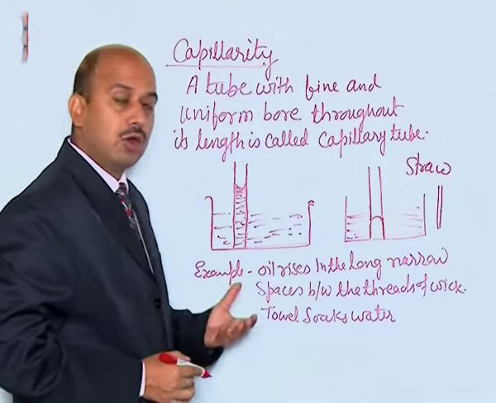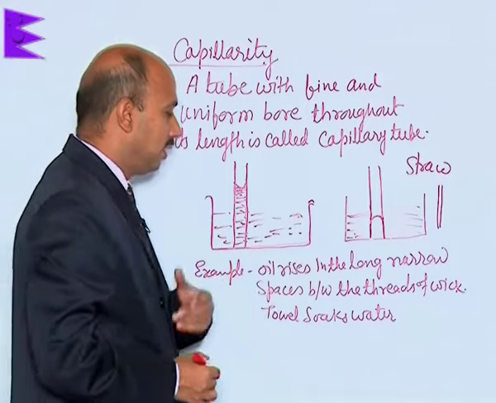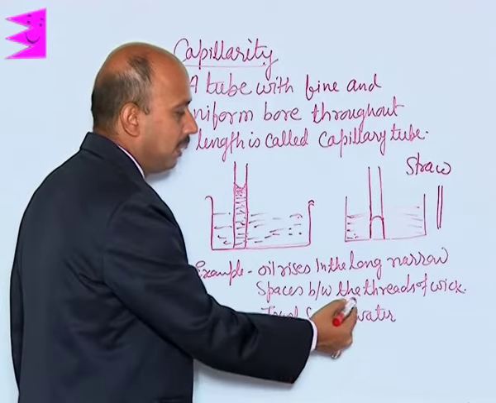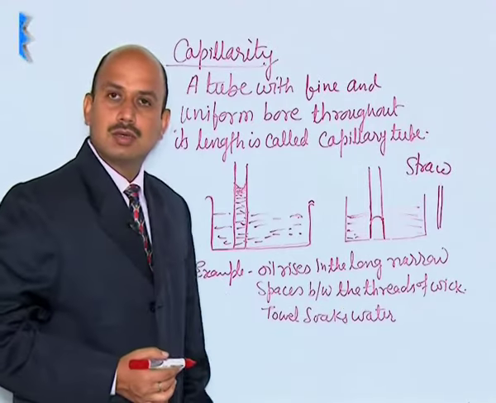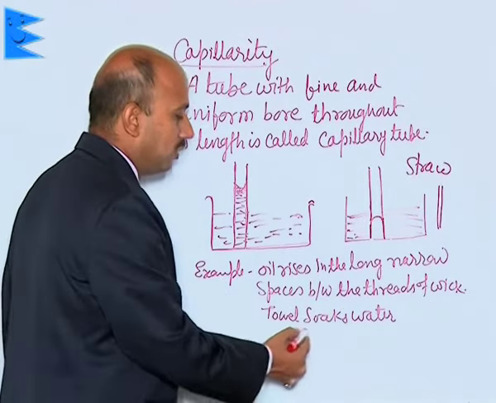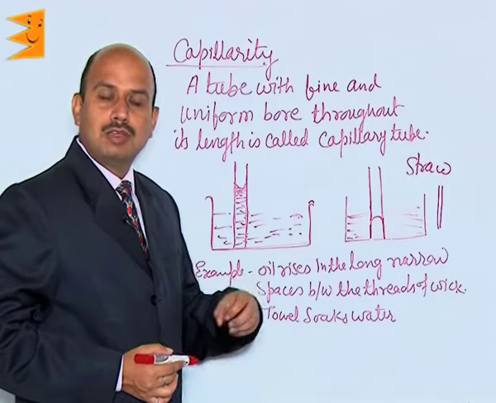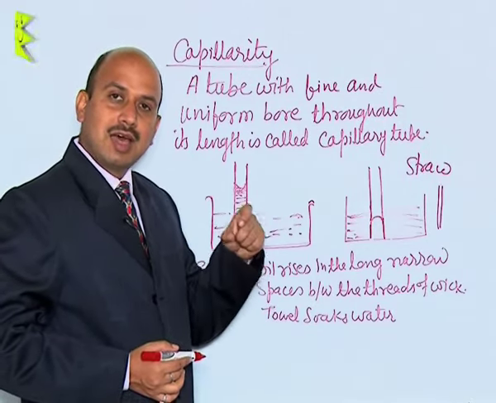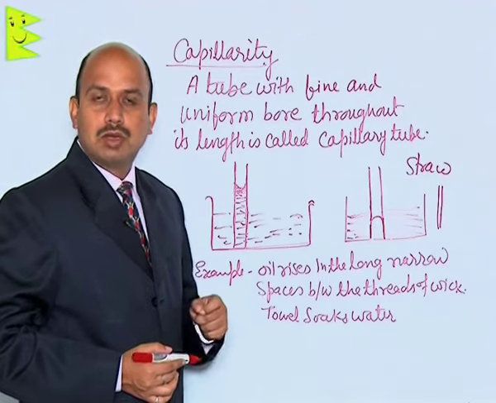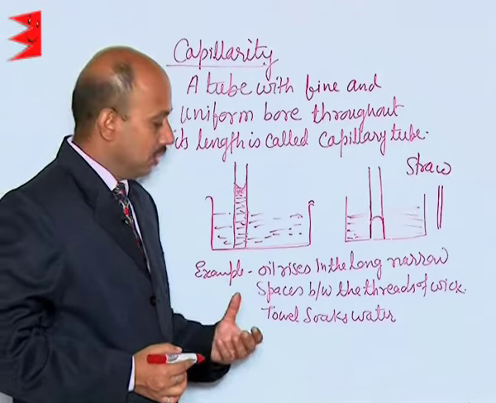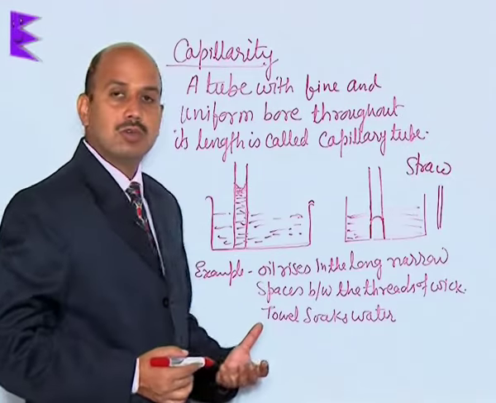An example of a capillary tube or capillarity is oil rising in the long narrow spaces between the threads of a wick, and also a towel soaking water. If you put some water on a towel, it soaks it because its threads act as capillary tubes, and through these tubes the water rises, and in this way the towel soaks water.